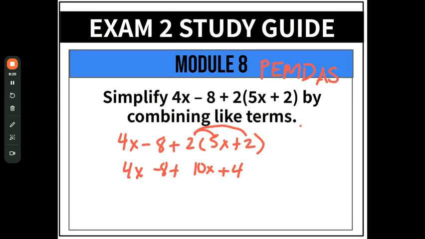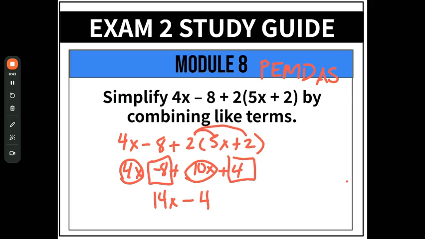Okay, now I want to combine like terms, like it says. Like terms are going to have x's with x's and regular numbers with other regular numbers. And so I'm going to take 4x and 10x, and that's going to give me 14x. Then I've got negative 8 and 4. It's going to give me negative 4. And since this has an x, I can't combine it with the negative 4 because they're not like terms. So in this case, I'd be finished.